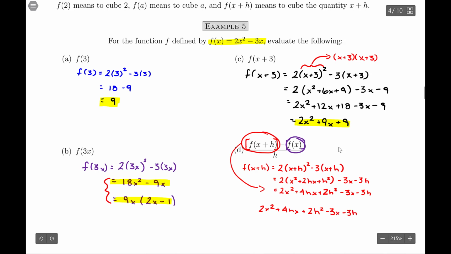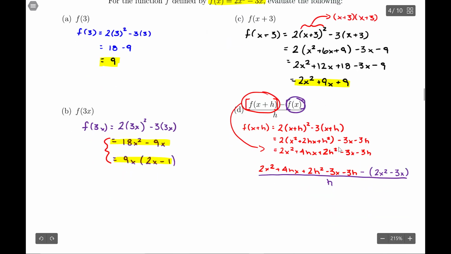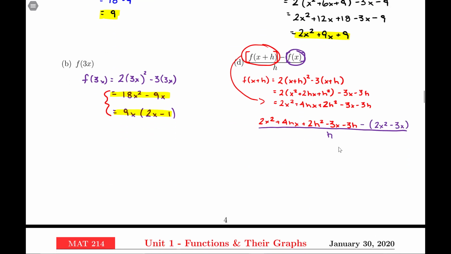This is the step where normally the mistakes are made. Because then we have minus, and it's our original function. So I always suggest that we put that original function in parentheses, because a lot of people will make the mistake of forgetting to distribute that negative through the parentheses there. All right. So now we will go ahead and distribute the negative. We get 2x squared plus 4hx.